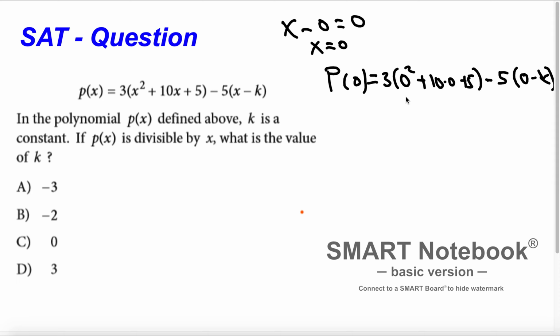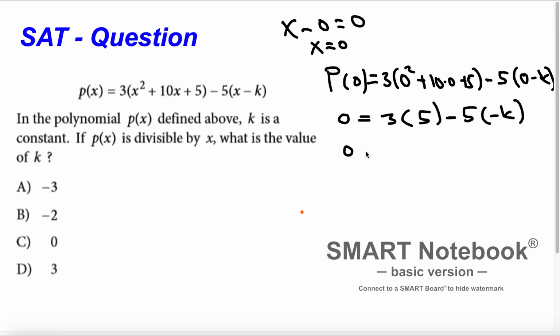So let me simplify this equation a little bit. Instead of P of 0, the whole equation, the remainder is going to be 0 because we are applying the factor theorem. And here 0 squared is 0, 10 times 0 is 0, plus 5. Everything here is going to be 3 times 5, positive 5. On the other hand, here is a minus 5 times 0, minus k. So let me write minus k.